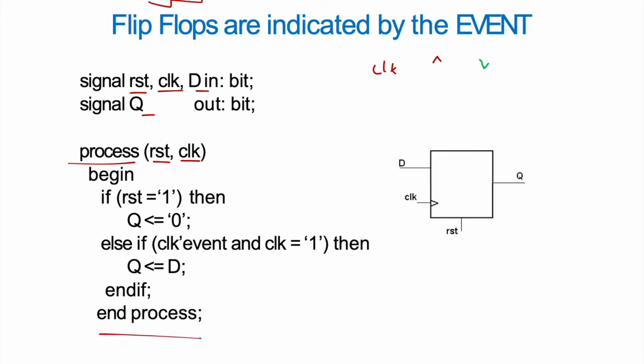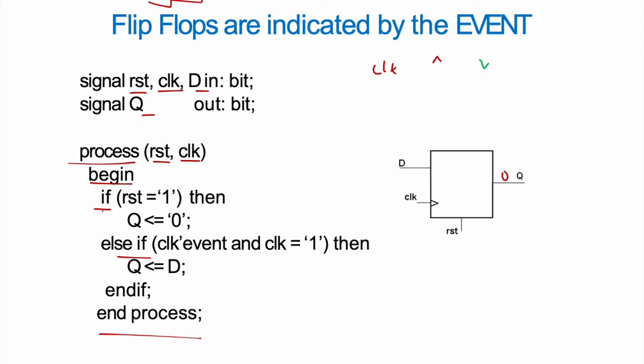Then we have end process completing the block, and then where we begin the actual process going into the content. Then we say, because we are using if-else statements, we are making use of a process. And we're saying that if the reset is 1, then of course we want to reset the output to 0.